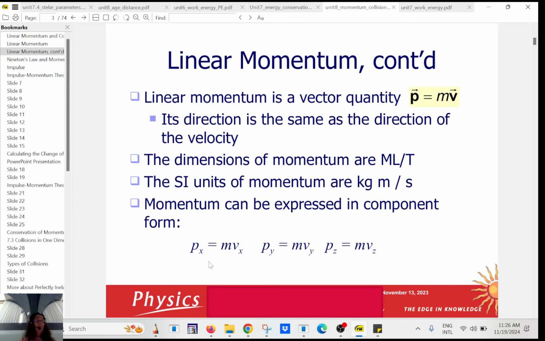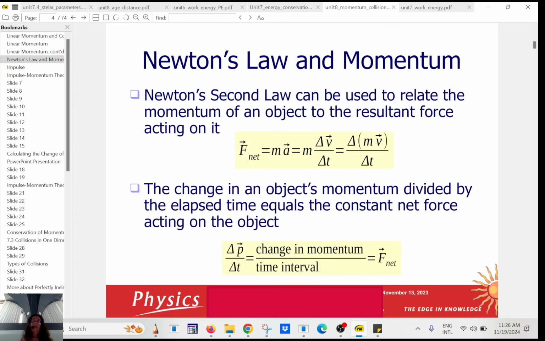So you see, momentum has components, the x component, y component, z component. It's a vector. So here you have it. The net force is the change in momentum over time. So if there is a change in momentum, there will be a force delivered, and it depends on the time.